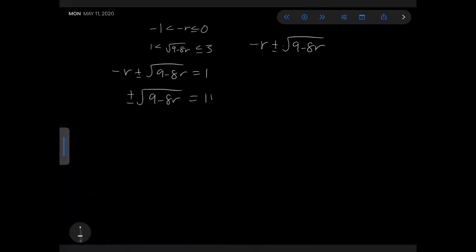Squaring this, we get 9 minus 8r is equal to r squared plus 2r plus 1. And when we simplify this, we solve a quadratic as well. We get r is equal to minus 5 plus or minus the square root of 33. Remember that 0 is less than r is less than 1. So we can get rid of the negative solution. That is an extraneous solution. So therefore, r is equal to negative 5 plus the square root of 33.